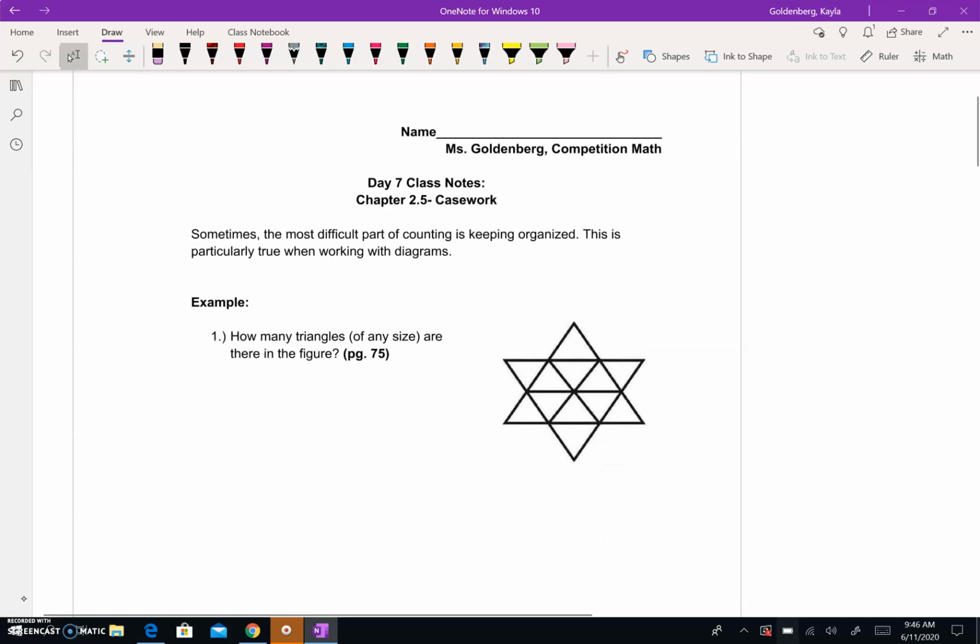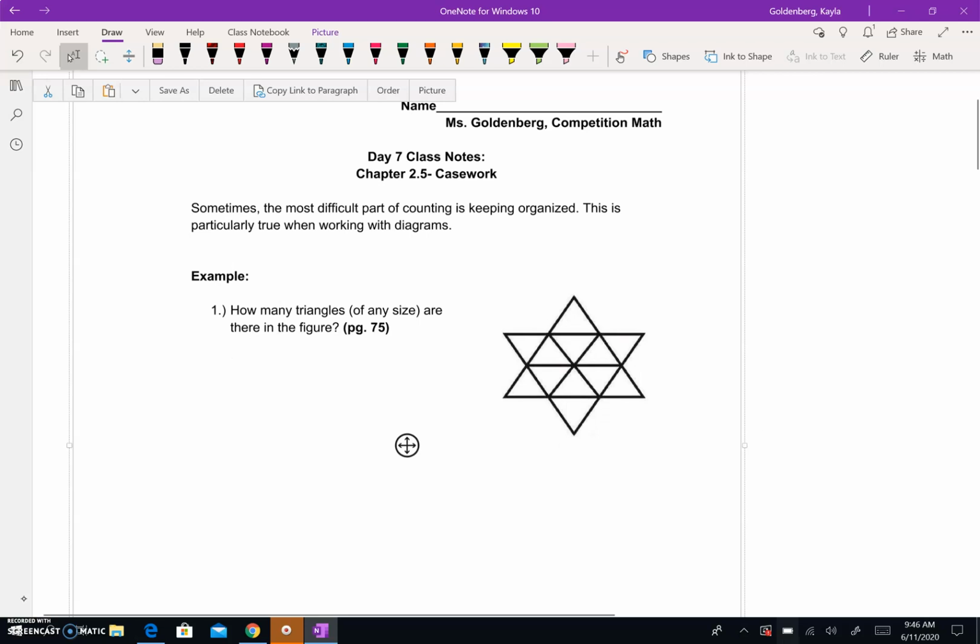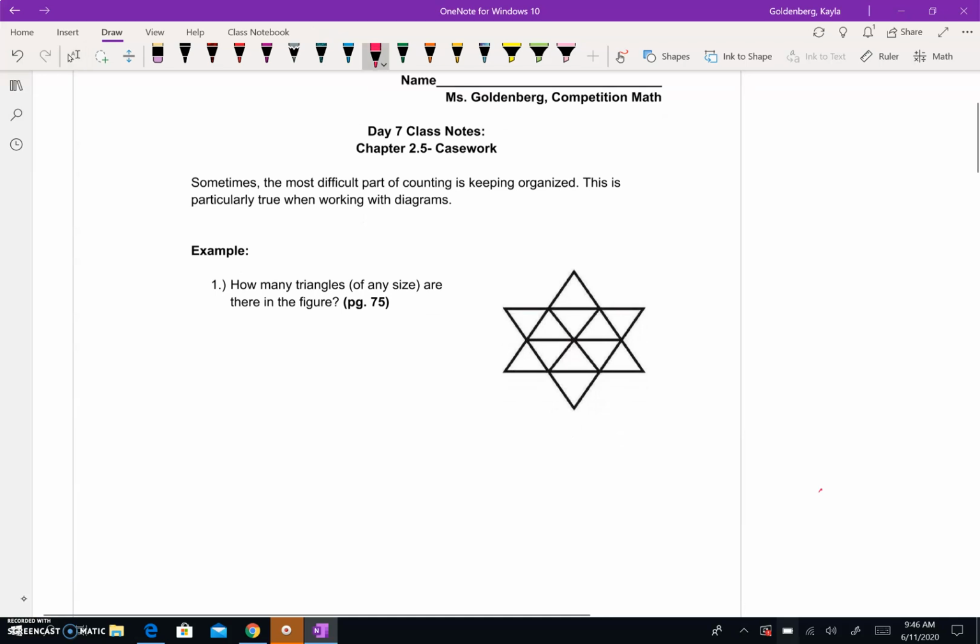Sometimes the most difficult part in counting is keeping organized. This is particularly true when working with diagrams. And you'll see these from time to time in practice competitions, pictures like this where you're supposed to figure out how many triangles of any size are in the picture. The easiest way that I found to stay organized with these is I make categories.